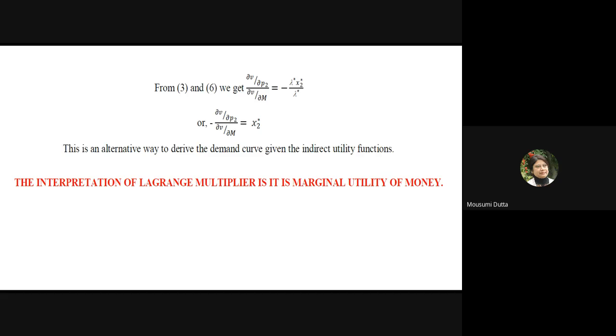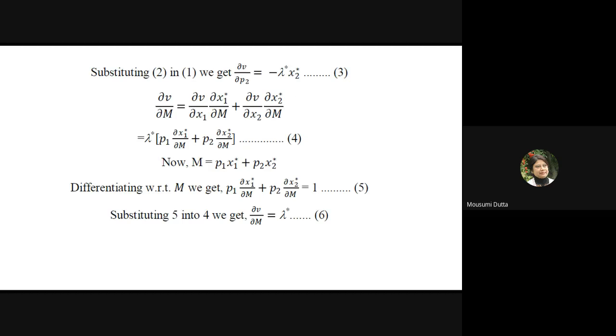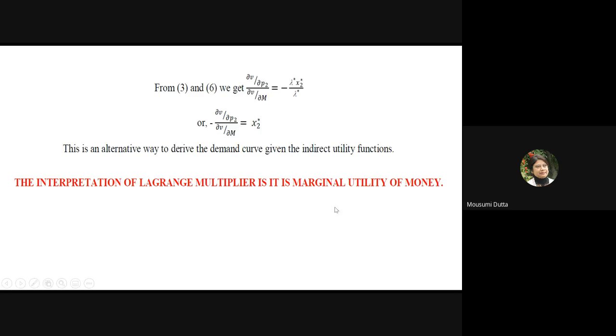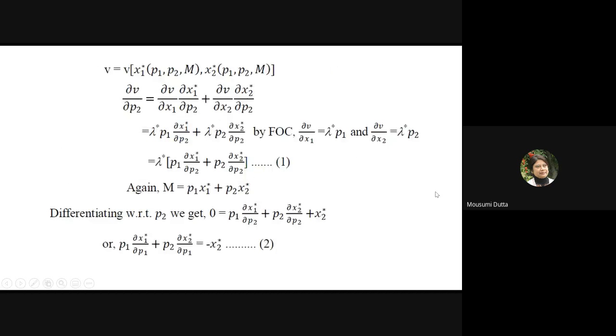So this is an alternative way to derive the demand curves given the indirect utility function. Now, when we are doing all these things, we are getting the value of lambda. Here, the lambda star is nothing but del V by del M, change in the indirect utility due to change in income. So this kind of interpretation we mentioned in the last class. It is the marginal utility of income or marginal utility of money interpretation of the Lagrange multiplier.